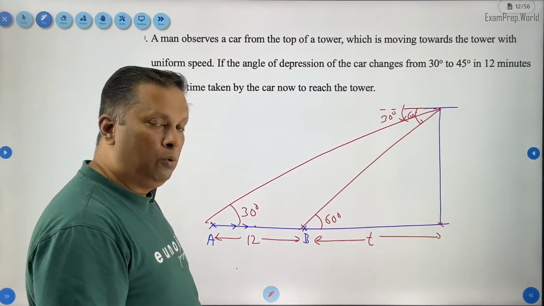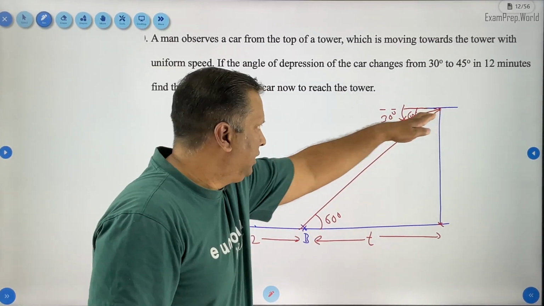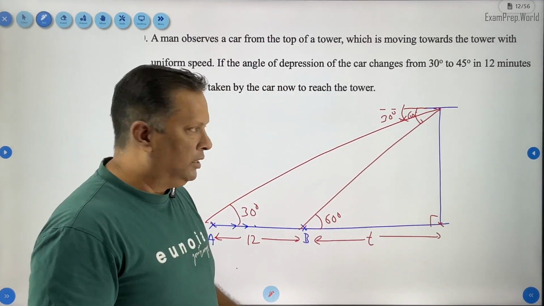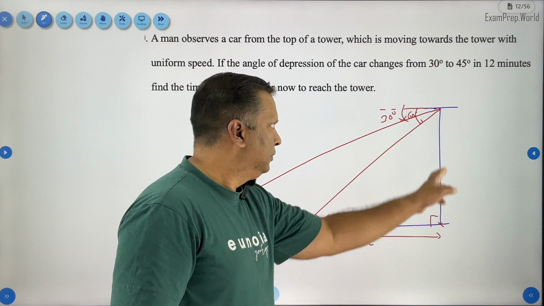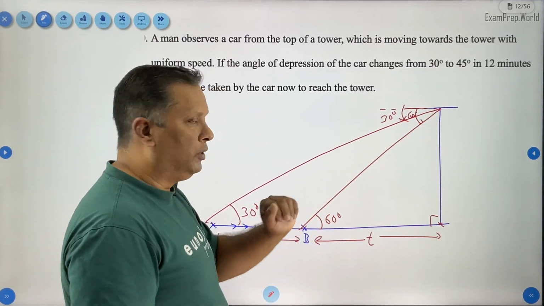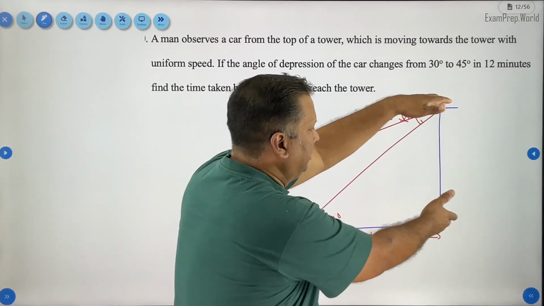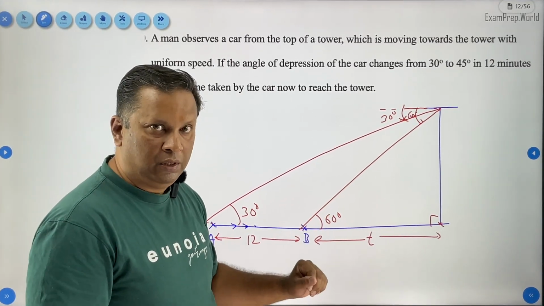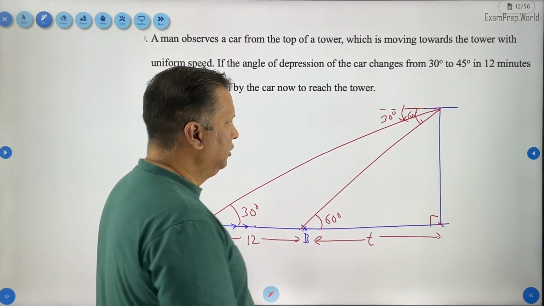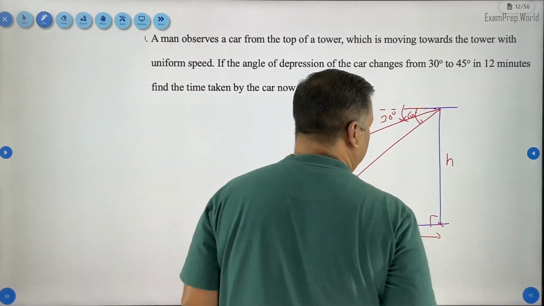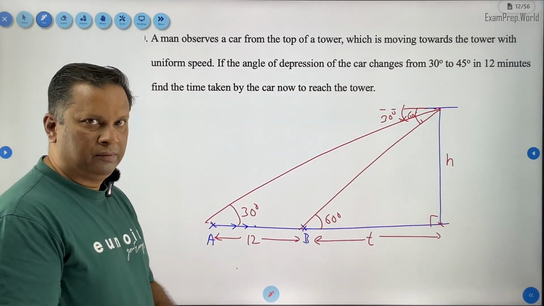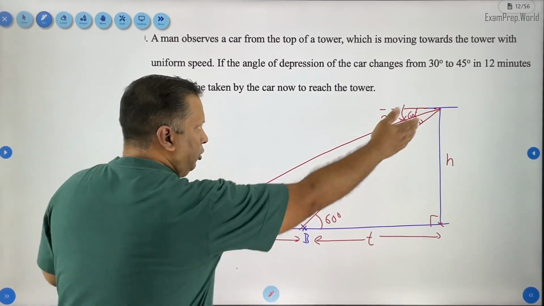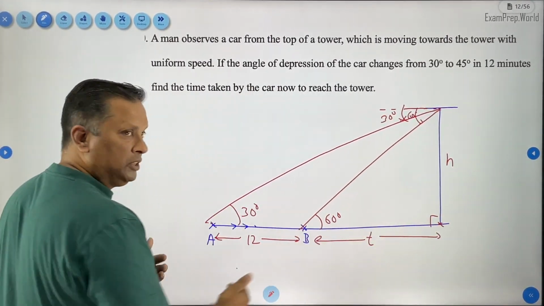Now we have two triangles here. One is the big triangle with angle 30 degrees and this is obviously your 90 degrees. And the second triangle is the one with 60 degrees. Okay. What is common? The height of the tower is common, or the opposite side in these two triangles is common. We'll take that and equate it. Okay. So let us write the height of the tower as h. And here the base of the bigger triangle is 12 plus t. Look, the adjacent side is 12 plus t.